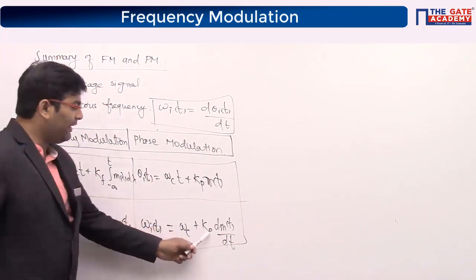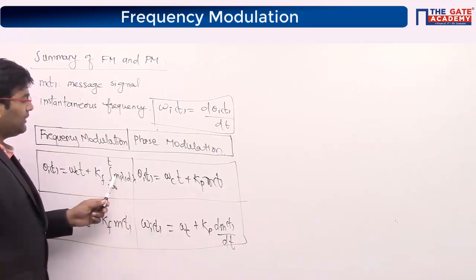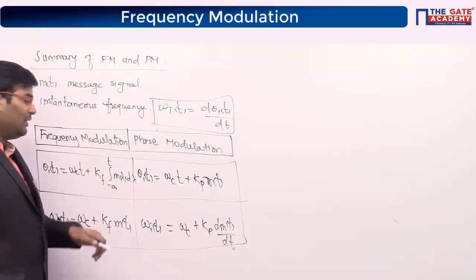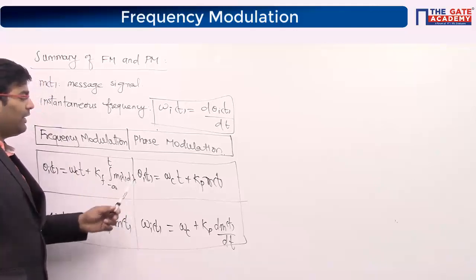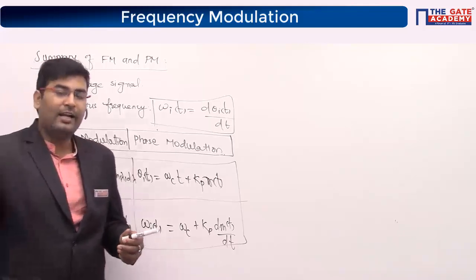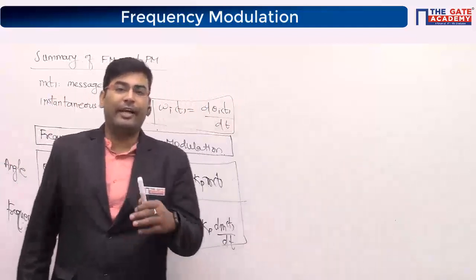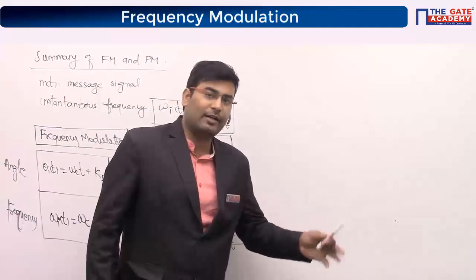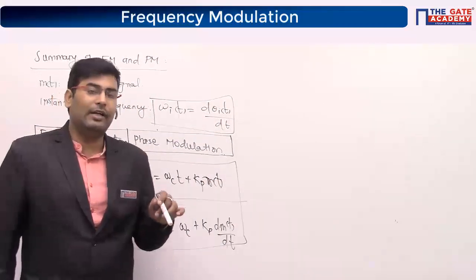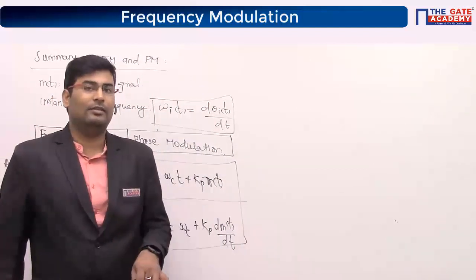So this will give a way to generate frequency modulation using a phase modulator, and this will give you motivation to get phase modulation using a frequency modulator. We know that if you put a message signal into a phase modulator, you get phase modulation. If you put a message signal into a frequency modulator, you get frequency modulation. What I'm trying to say is how to generate phase modulation using the frequency modulator and vice versa. Getting me?